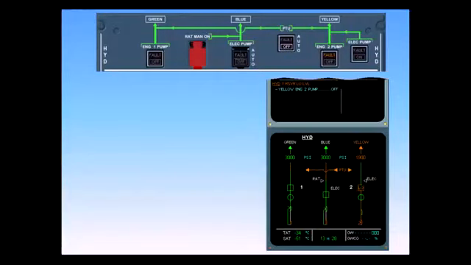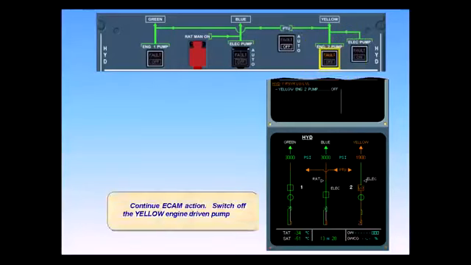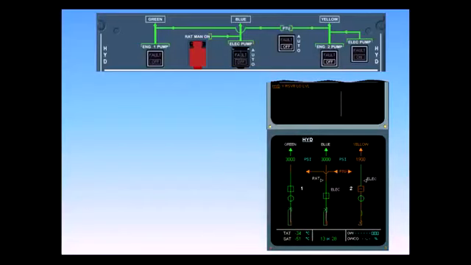Continue ECAM action. Switch off the yellow engine-driven pump. The following indications show that the yellow engine 2 pump has been switched off. Push button switch off light. ECAM hydraulic page, yellow engine 2 pump has changed from green inline to amber crossline. Again note, the blue action line has disappeared from ECAM.